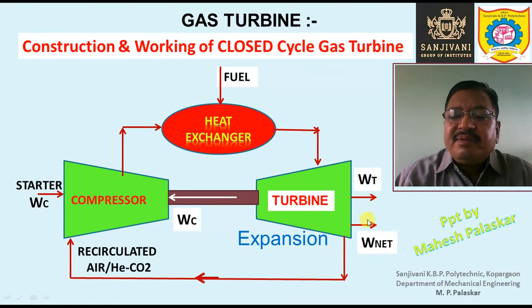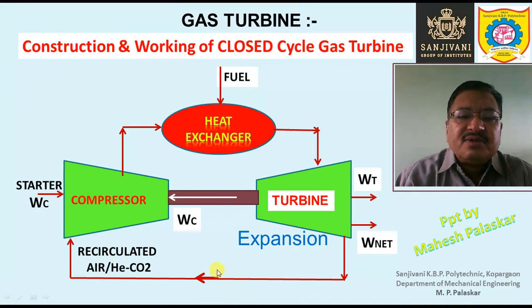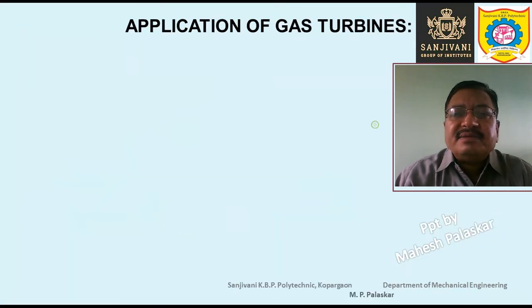Now finally, after expansion, the working substance will be recirculated, going back to the compressor. The working substance generally may be the mixture of helium and carbon dioxide in case of the closed cycle gas turbine. That will go back, that will first of all be cooled here, and then it will enter inside the compressor. So here the cooler is present, though the cooler is not shown. Through the cooler, this working substance will pass and it will be cooled and returned to the compressor. So this is the construction and the working of the closed cycle gas turbine.